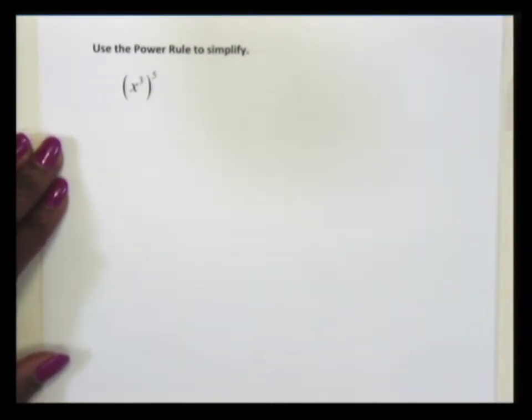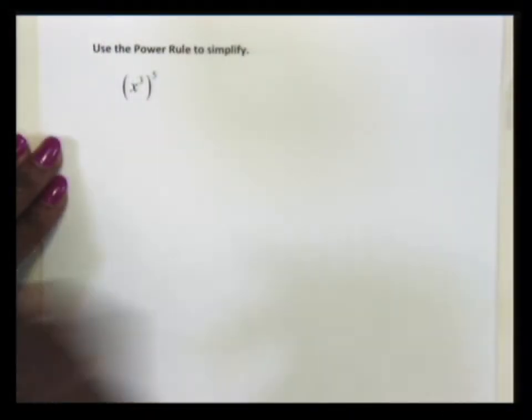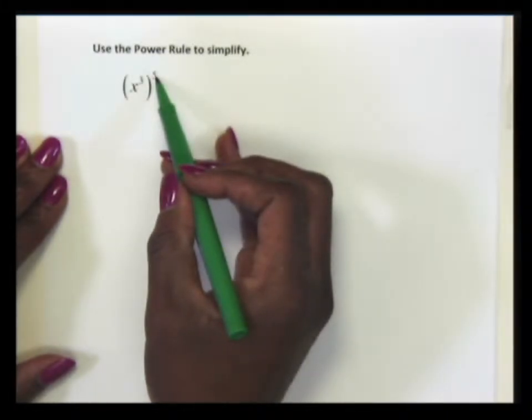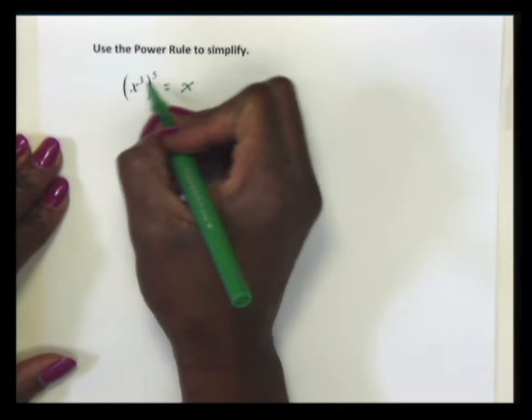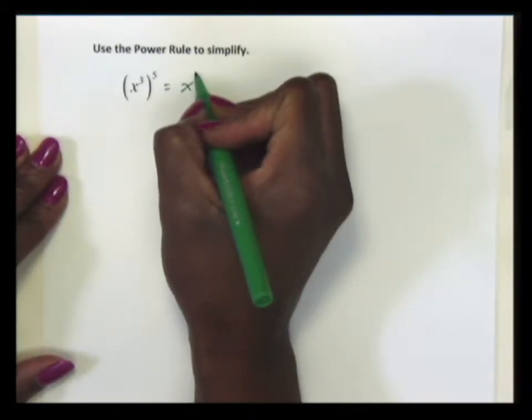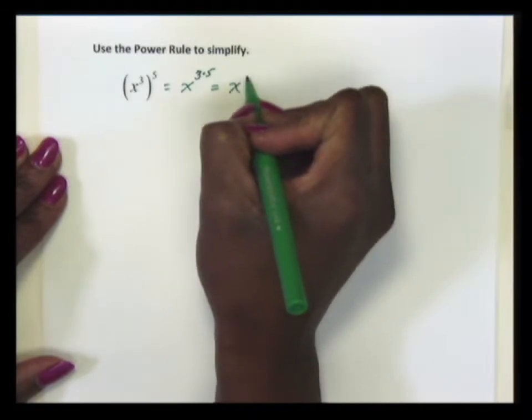Our next example is the power rule. Remember, with the power rule, we have a power raised to another power. We will keep the base and multiply the exponents. So we have 3 times 5, so our new exponent is 15.